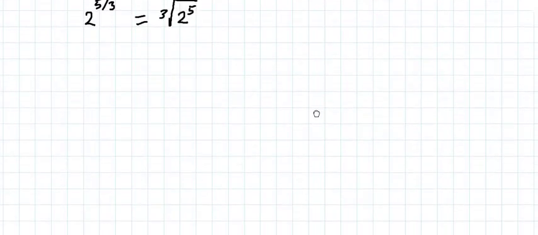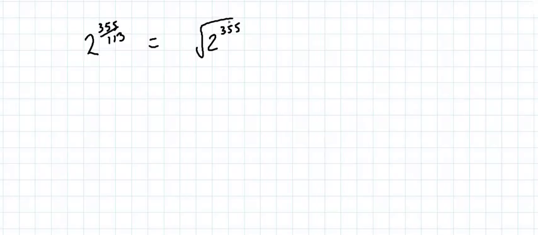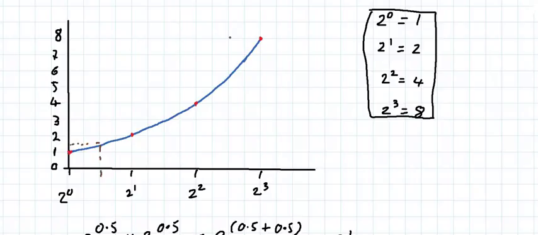I can make this as complicated as I want. I could have 2 to the power of 355 over 113. So that would be 2 to the power of 355, and then I would take the 113th root of that, so a number which when multiplied by itself 113 times gives me 2 to the power of 355. We've gone a long way in the last video.